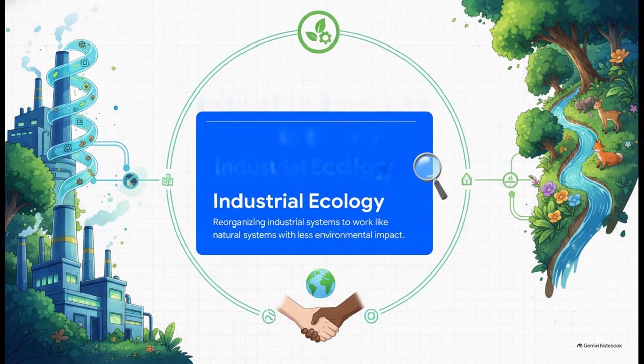To solve this, academics and engineers developed something called industrial ecology. It's often referred to as the science of sustainability. At its core, it's the careful study of the flow of materials and energy in our industrial and consumer activities. The ultimate goal? To entirely reorganize the industrial system so that it works exactly like a natural ecosystem, drastically reducing our environmental impact and material wastage.